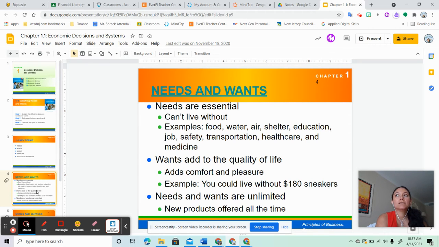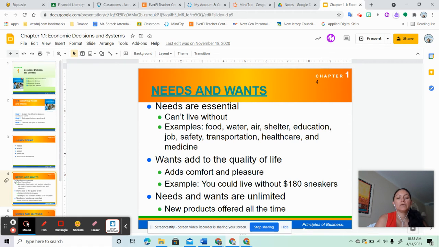Then a want is something that feels good to own. It adds to the quality of our life. It gives us pleasure. It gives us a sense of accomplishing something beyond our need. And like we said before in financial literacy, there's nothing wrong with wanting things or getting wants, just as long as we are realistic about our money, our financial situation.